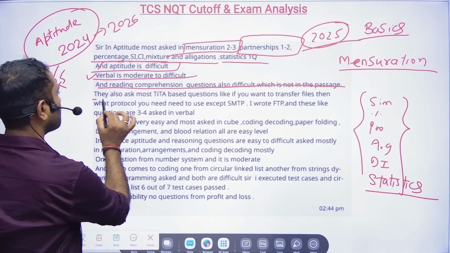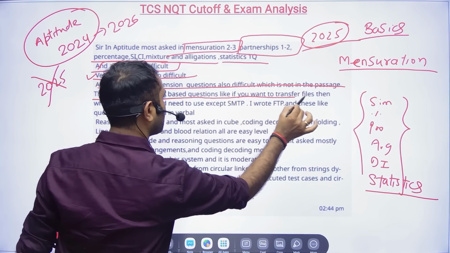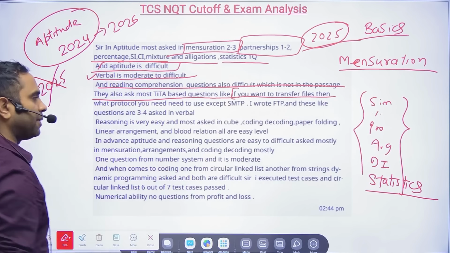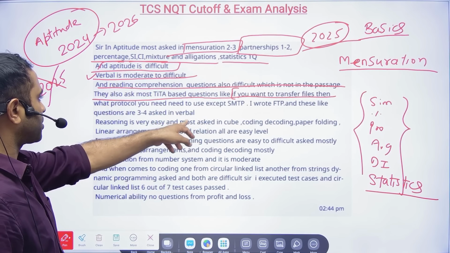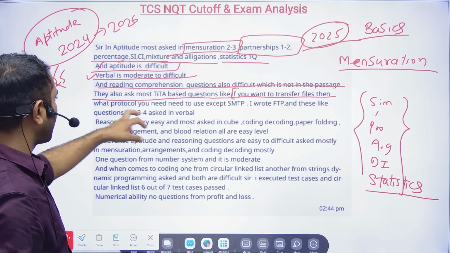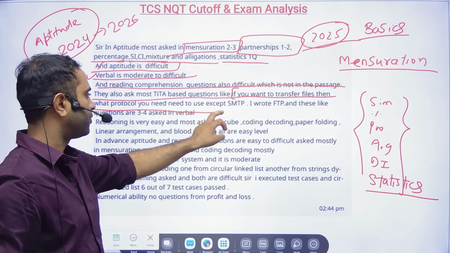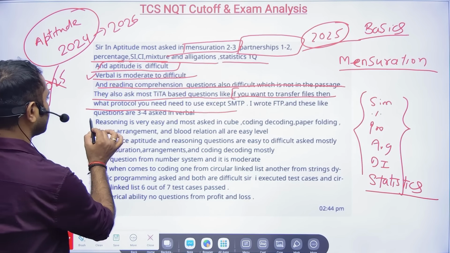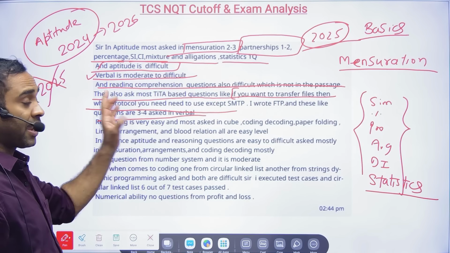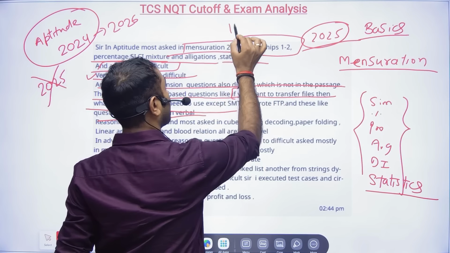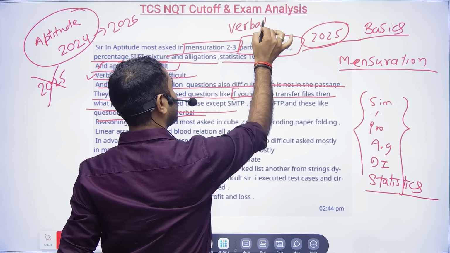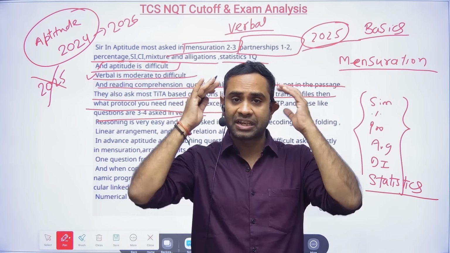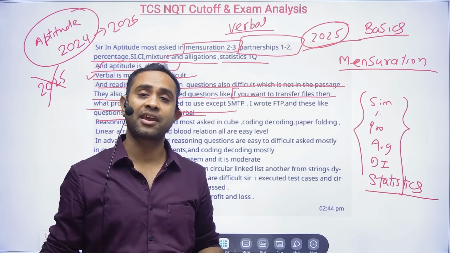They also ask some technical questions, like if you want to transfer files. There was one in verbal ability, I guess they asked a question like, if you want to transfer files, then what protocol you need to use except SMTP. So I wrote FTP, and like this, 3-4 questions were asked in verbal. Okay, so like this in verbal they have asked computer questions. So TCS also, see, TCS is not even a living body. Okay, but still they don't have a brain. In verbal ability they're asking computer questions.